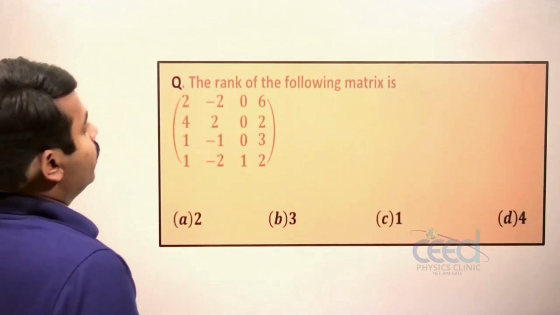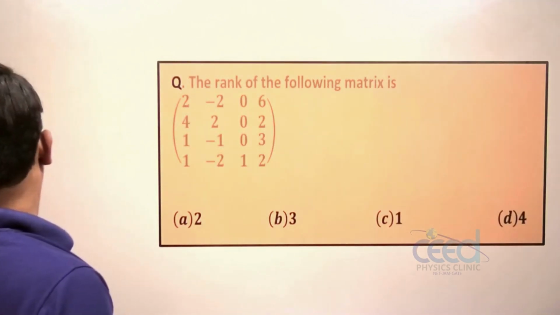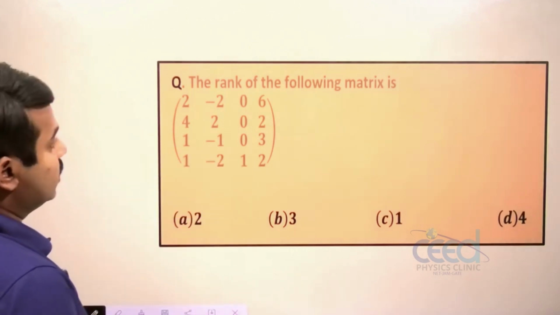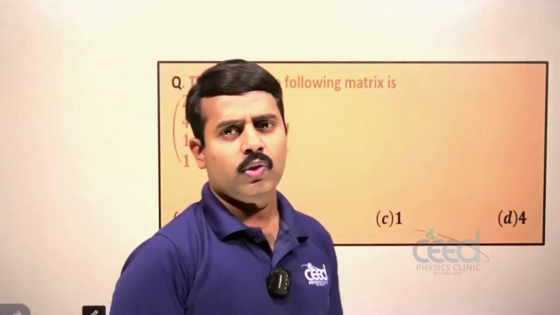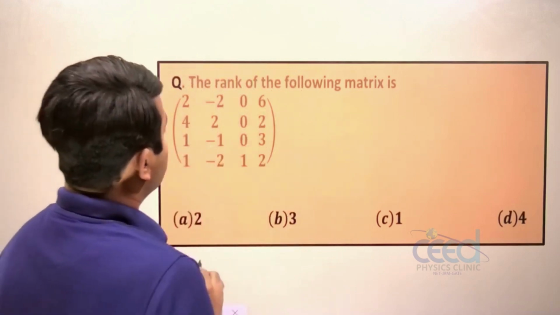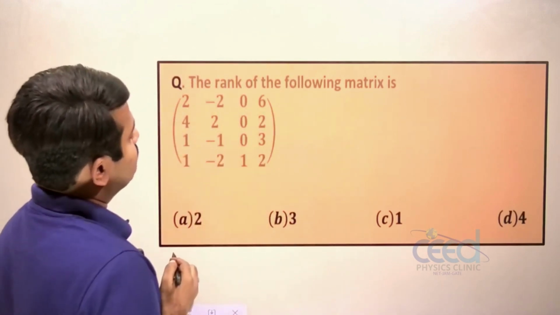The rank of the following matrix is, right. So this is a 4 by 4 matrix. To find the rank, first find the determinant. If the determinant is not equal to 0, then that order is the rank of the matrix. See, this is a 4 by 4 matrix.